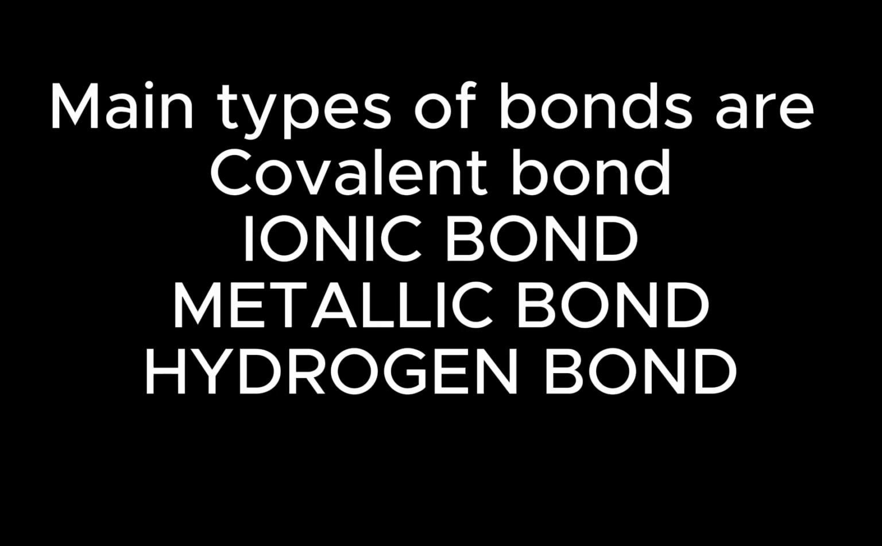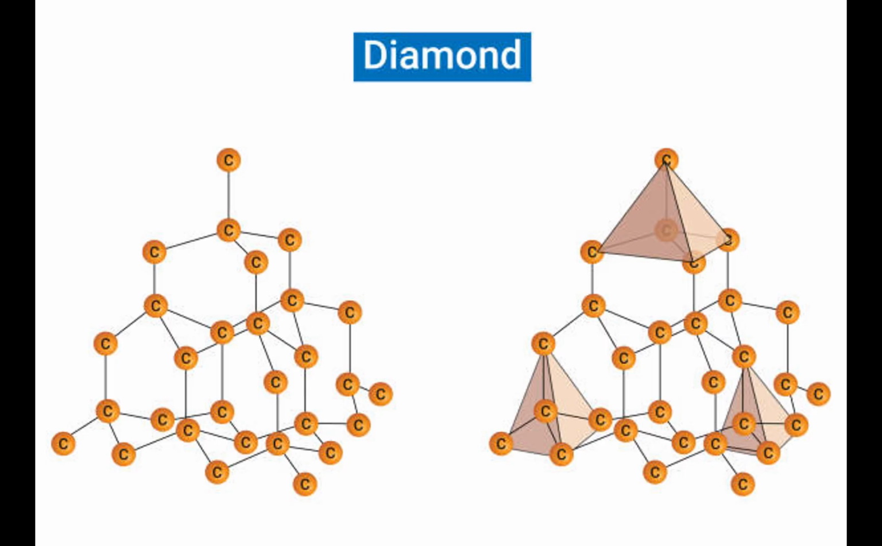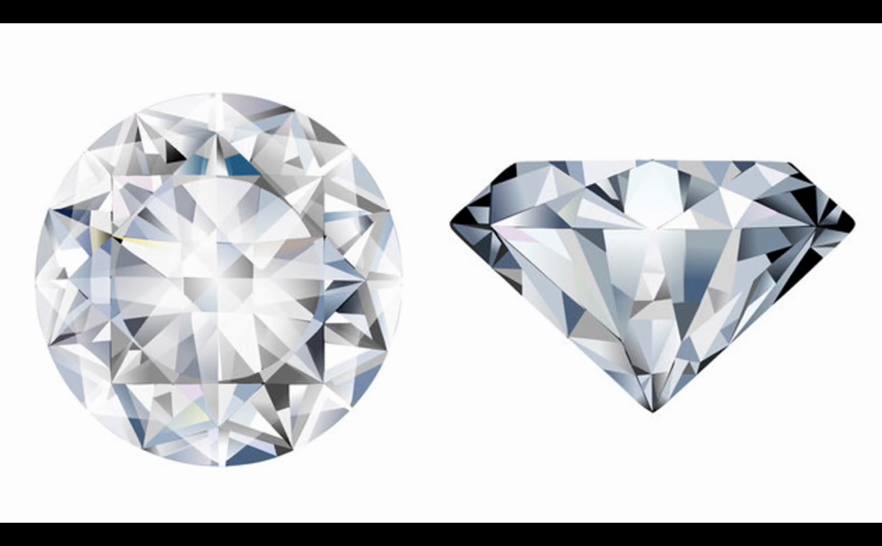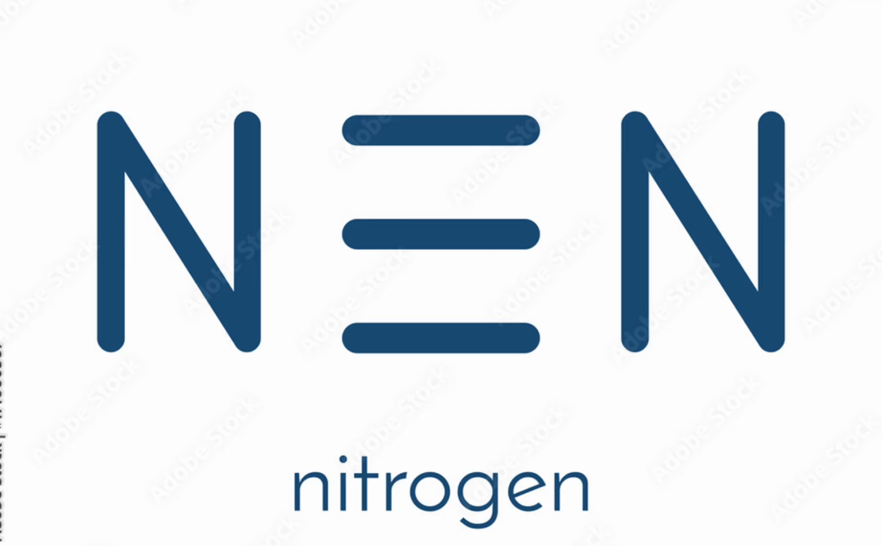The main types of bonds are covalent bond, ionic bond, metallic bond, and hydrogen bond. Let's discuss covalent bonds. What is happening here is sharing of electrons. One of the strongest covalent bonds is formed between carbon atoms in a diamond. People die for that. Have you ever thought that it is just a covalent bond formed between carbon atoms? Another example is nitrogen gas, which has a triple covalent bond.